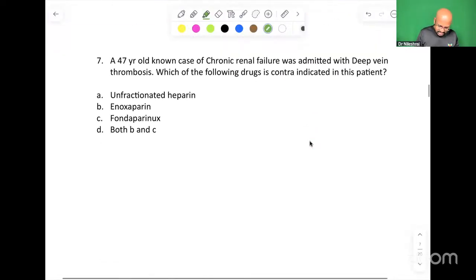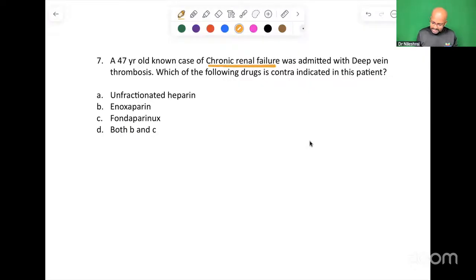Moving on to the next question, guys. A 47-year-old known case of chronic renal failure was admitted with DVT, deep vein thrombosis. Which of the following drugs is contraindicated in this patient? Yes, Dr. Anuj, for anti-cancer drugs also. For anti-cancer drugs and also antiretroviral drugs, the phase 1 clinical trial will involve a target population.